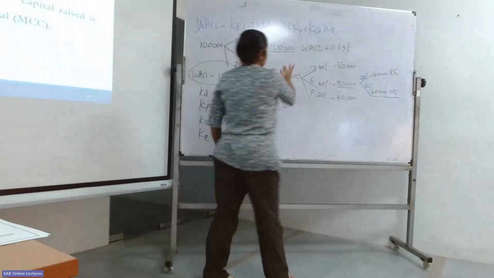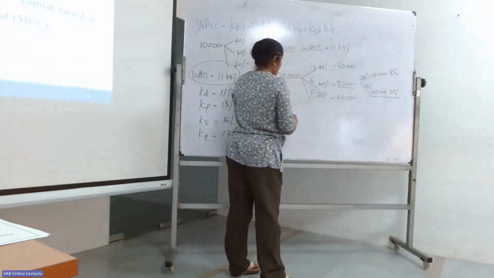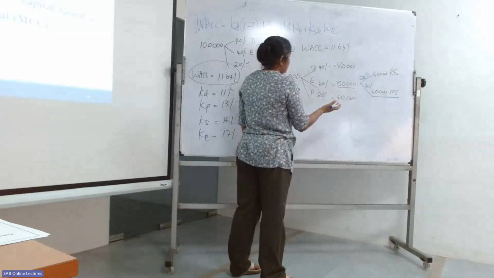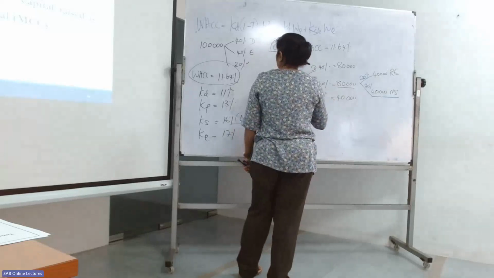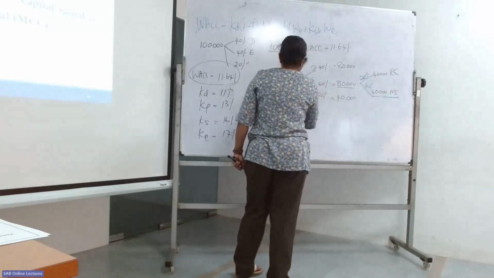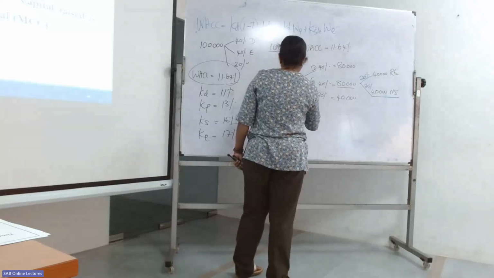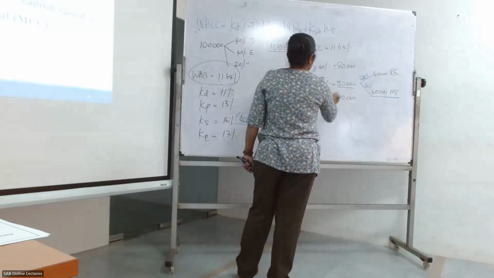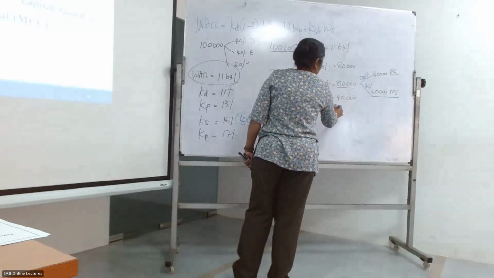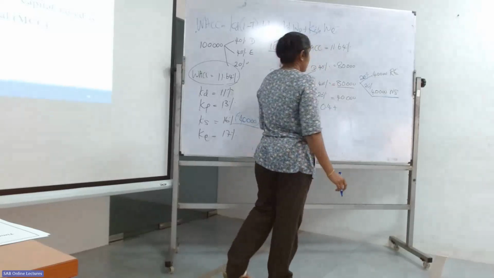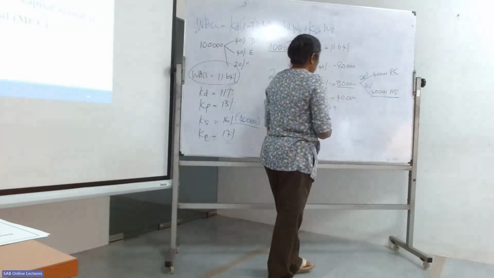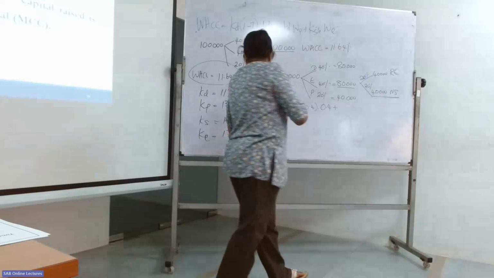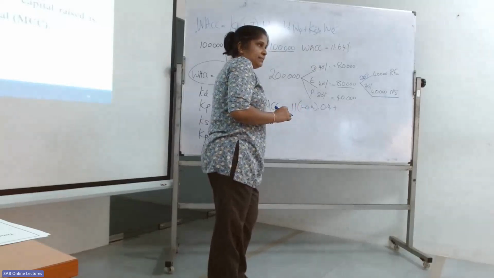Now if they increase from 100,000 to 200,000, MCC equals debt, no change. Cost of debt is 11%, which you have to take on an after-tax basis. Weight 40, no change from the previous. Cost of equity now: the company has to issue new shares at 17%.